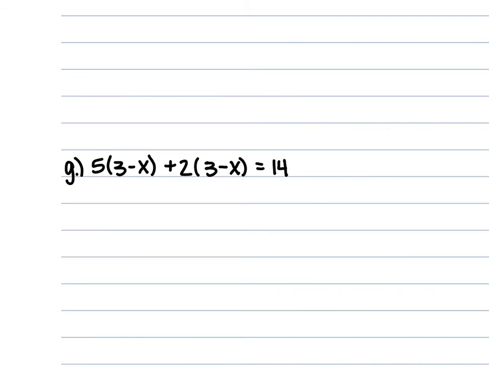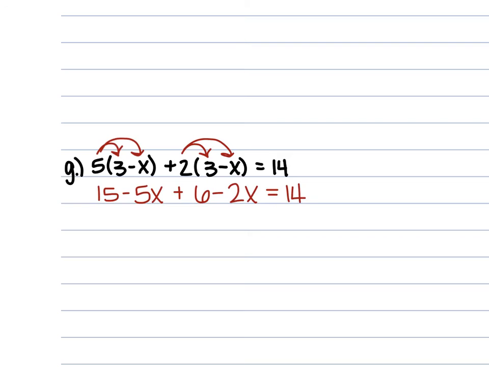For G, I have 5 times 3 minus x, which I'm going to distribute, plus 2 times 3 minus y, which I'm going to distribute, is equal to 14. So 5 times 3 is 15 minus 5x plus 6 minus 2x is equal to 14.